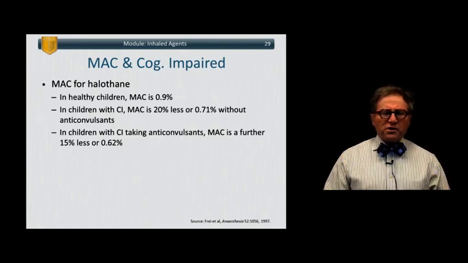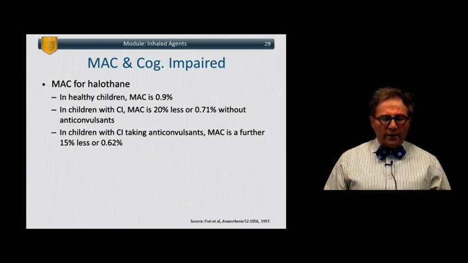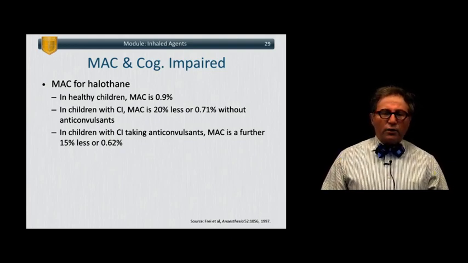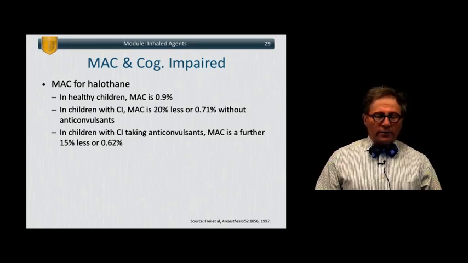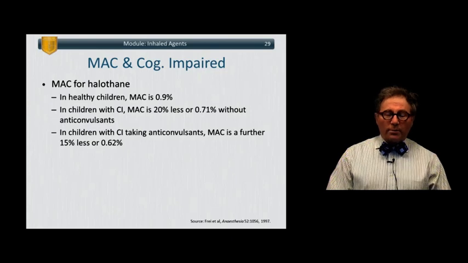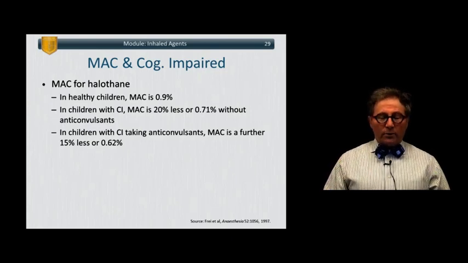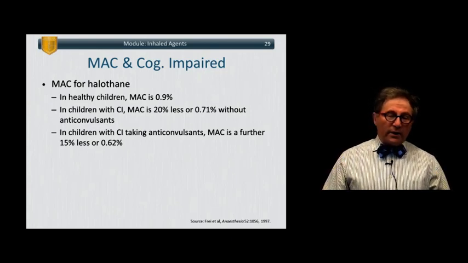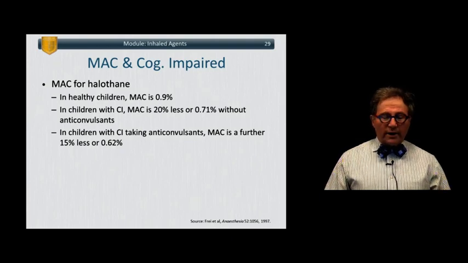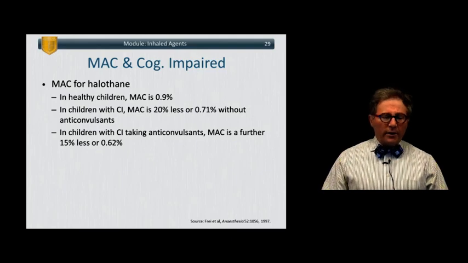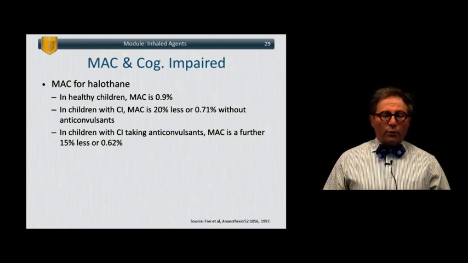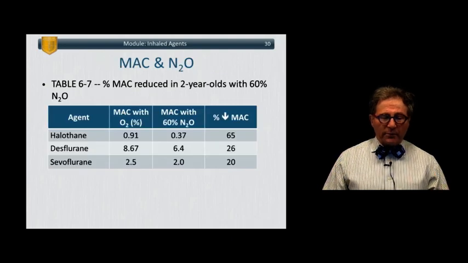Now, does the MAC change in cognitively impaired children? It does, at least with halothane. Franz Frey noted that the MAC of halothane in children with cognitive dysfunction was about 20% less than in normal healthy children, particularly in those not taking anticonvulsants. And those children who were taking anticonvulsants, it was another 15% less. So MAC is reduced in children who are cognitively impaired.